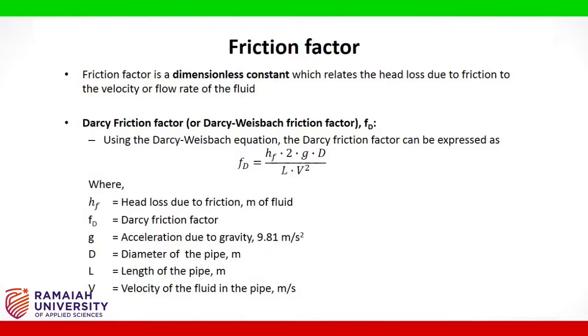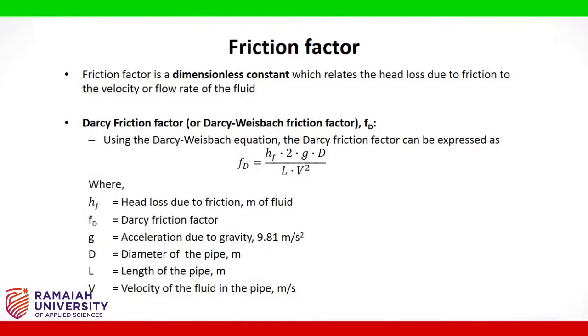Darcy friction factor or Darcy-Weisbach friction factor can be expressed as Fd equals Hf into 2g into d divided by L into V square, where Fd is the Darcy friction factor, which is a constant. Hf is the head loss due to friction in meters of water. g is the acceleration due to gravity, that is 9.81 meter per second square. d is the diameter of the pipe in meters. L is the length of the pipe in meters, and V is the velocity of the fluid in the pipe in meters per second.